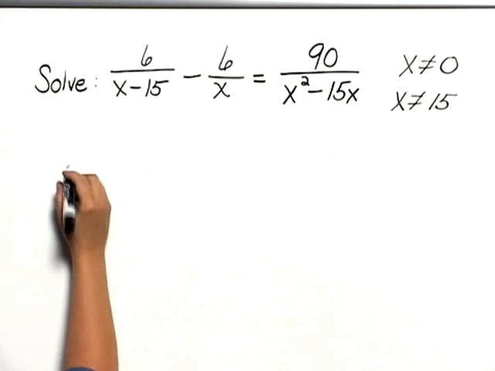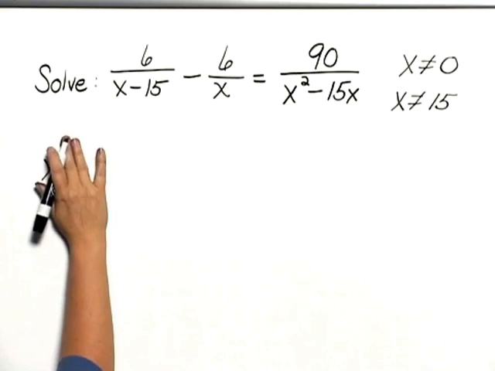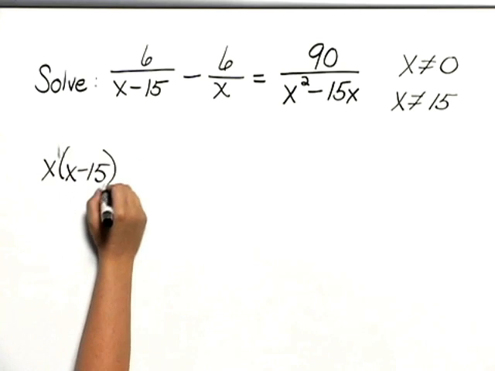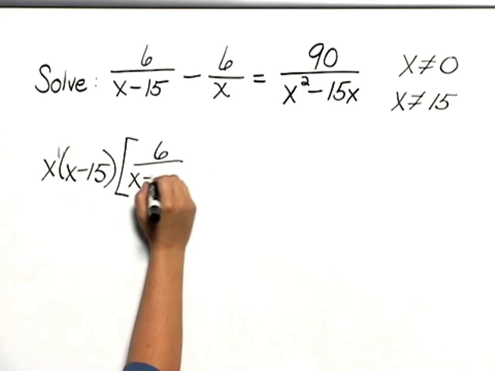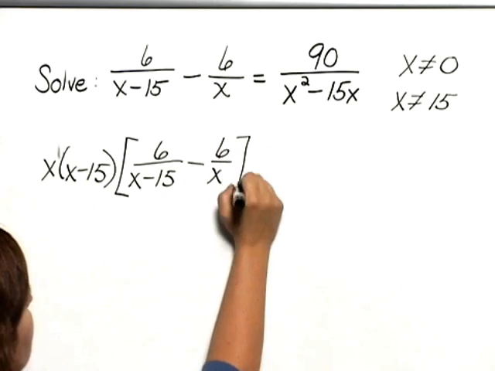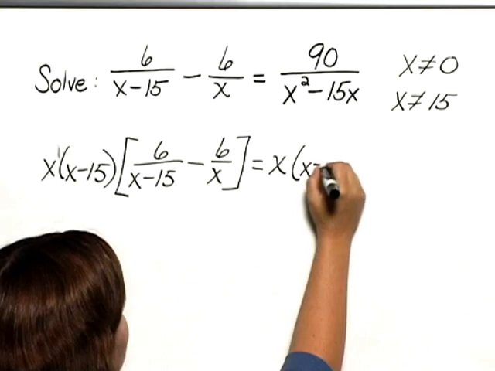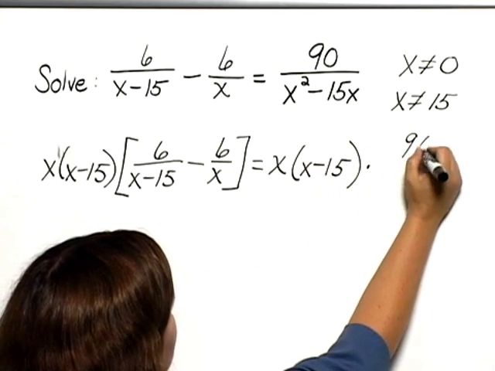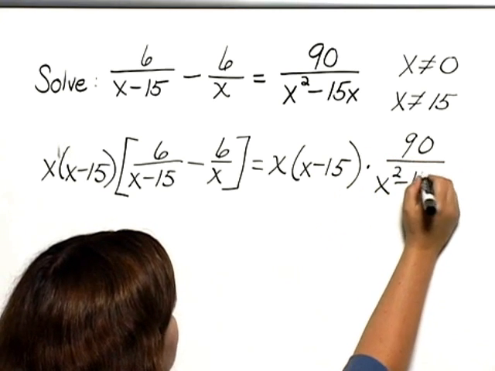Now let's solve the equation, multiplying both sides by x squared, or rather, let's write it as x times x minus 15. Multiply that by 6 over x minus 15 minus 6 over x. And then also multiply this side by x times x minus 15. That's multiplied by 90 over x squared minus 15x.